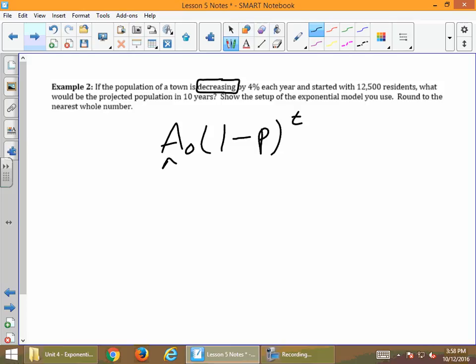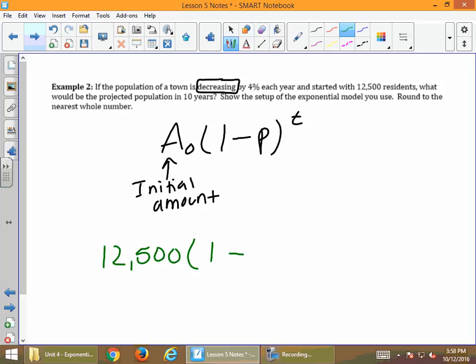This form. And again, I like to think this is your initial amount all the time. You just fill in these equations the same way. You just have to decide, am I adding the percent as a decimal or subtracting the percent as a decimal? You take your initial amount. So the initial amount of people, 12,500. 1 minus your percent as a decimal. 4% as a decimal, if you divide it by 100, 0.04. And then your exponent's always time. The time they gave you was 10 years.